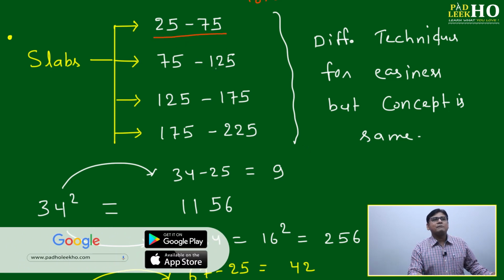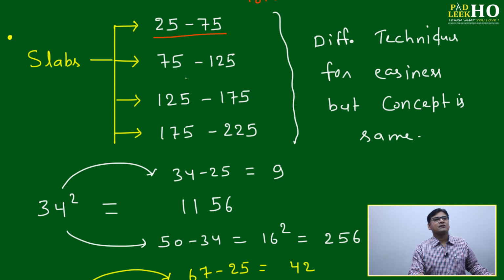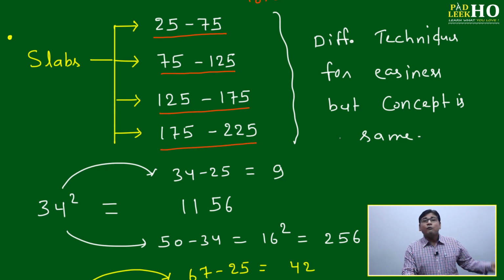We will define 4 slabs to make the square very fast. One slab is 25 to 75. Another is 75 to 125. Next is 125 to 175. And next is 175 to 225. For all the slabs you can apply a different technique. But if you don't know or don't remember the technique, you can apply the common technique like multiplication, because I told you a square is nothing but a multiplication of the same number 2 times.